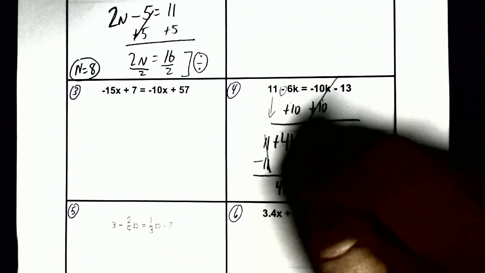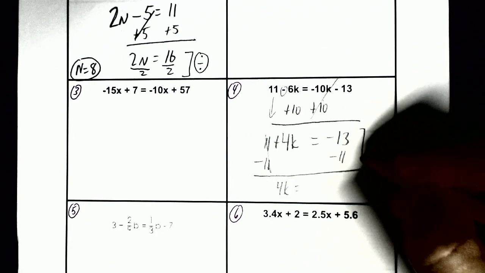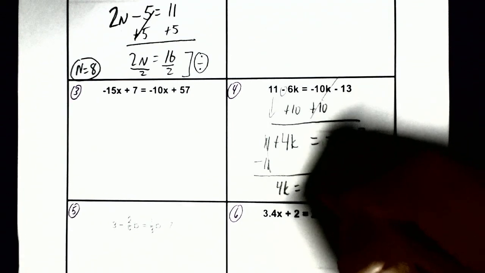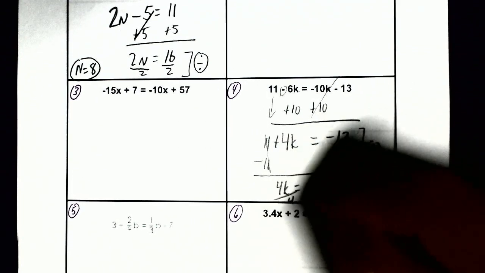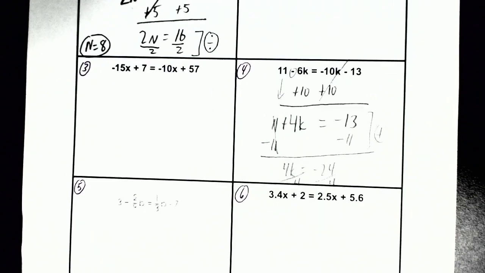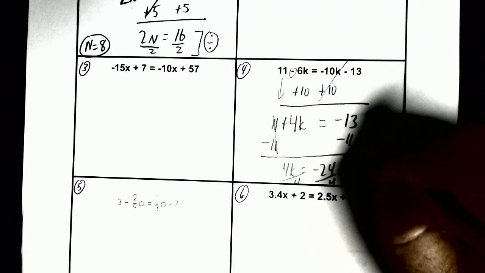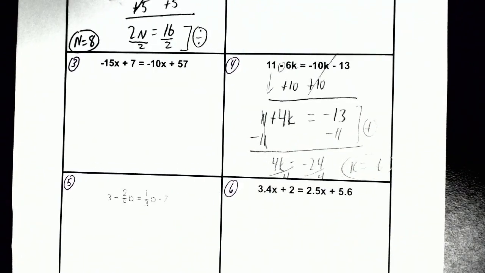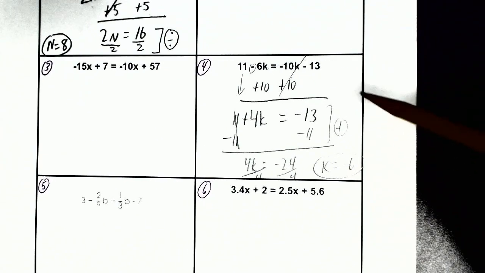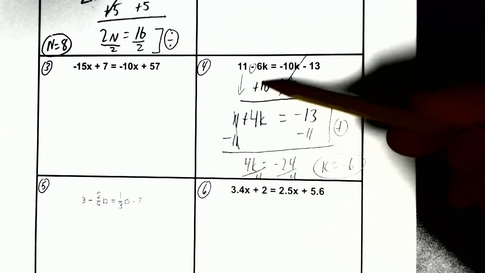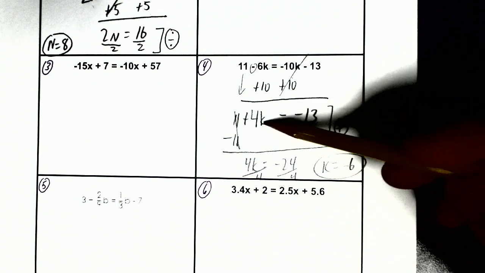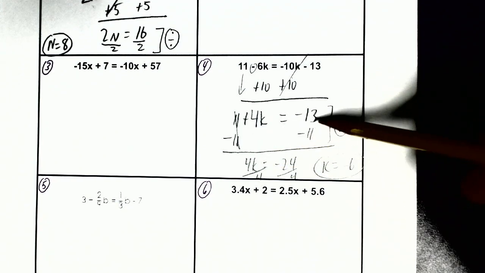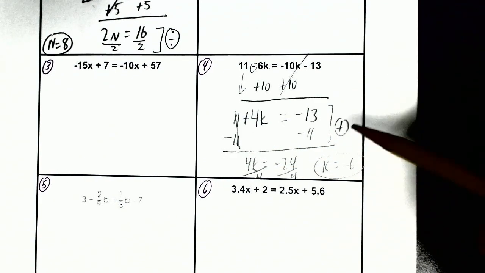Okay, I'm going to run out of room here. This gives me, I'm going to add them. That's a negative 24. I'm going to divide by 4, and that gives me k equals negative 6. All right, so let's look at this. The tricky part was this part right here. It gave me a 4k and a plus 4k. And then I had to bring this negative 11 over here. Okay, so that is question 4.